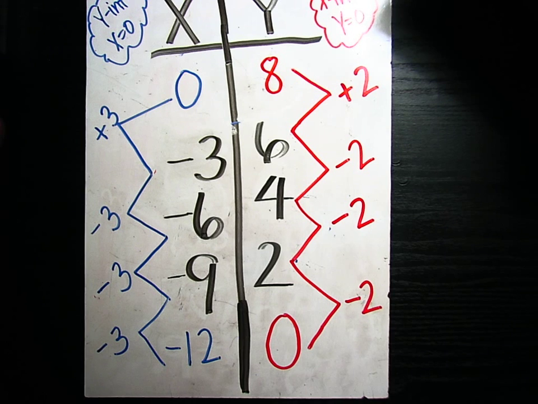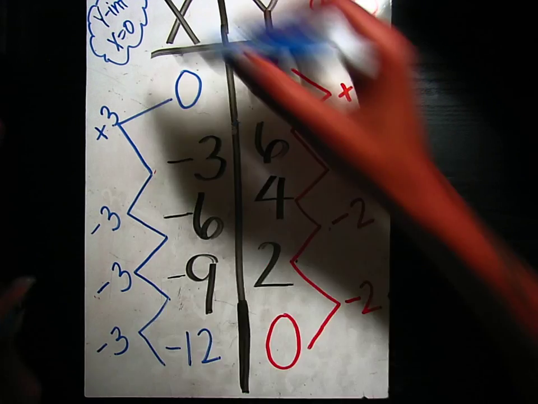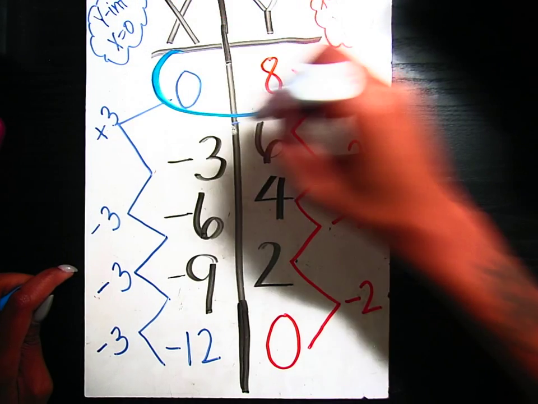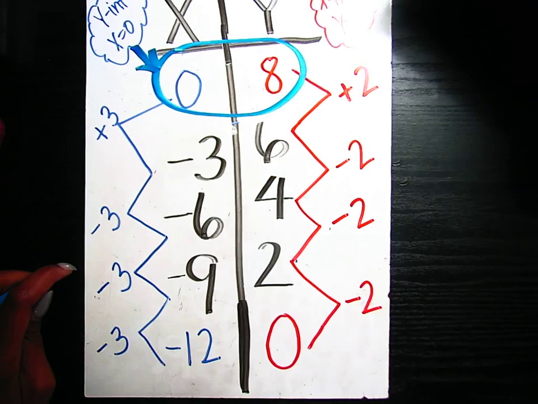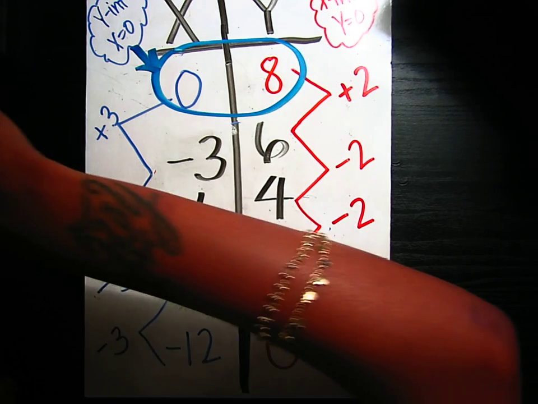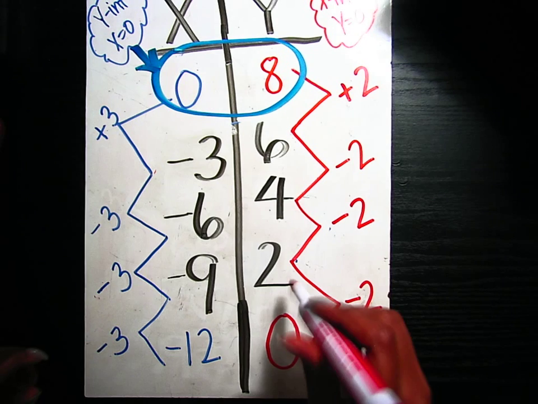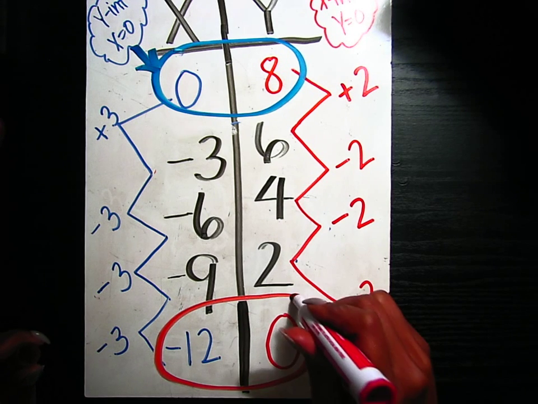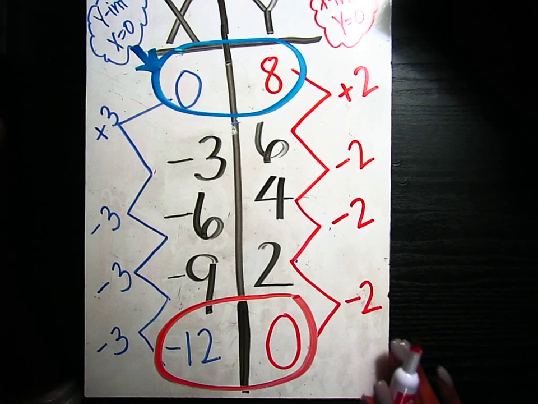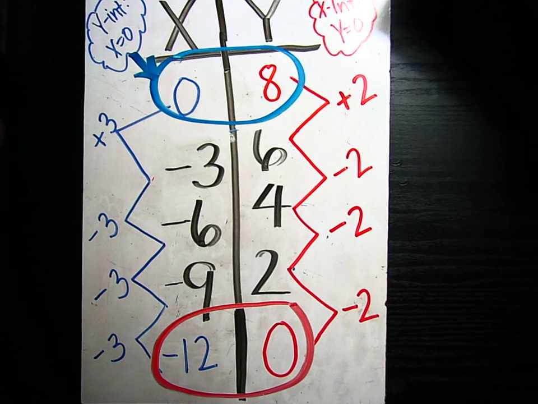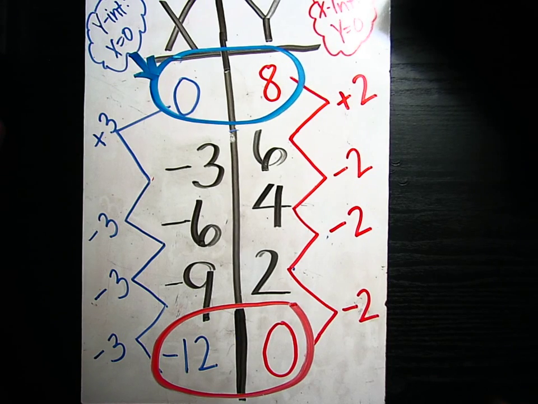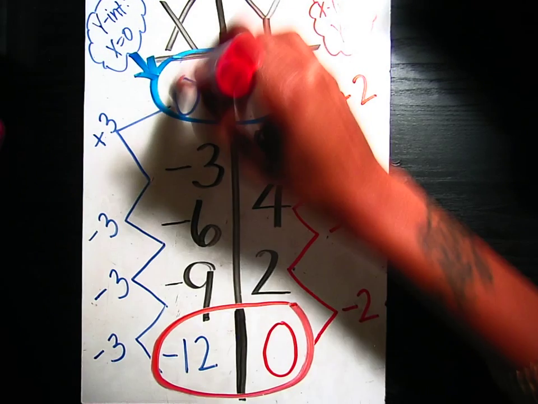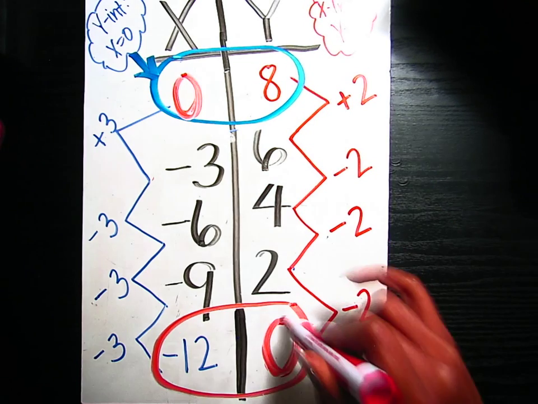Now I can look at my table and I can see that my y-intercept, when x is 0, happens at (0, 8). That's my y-intercept. I can also see that my x-intercept happens at (-12, 0), because that's when y is equal to 0. So that's how you find your y-intercepts and your x-intercepts on a table. All you're doing is looking to see when those specific values are equal to 0 on your table.